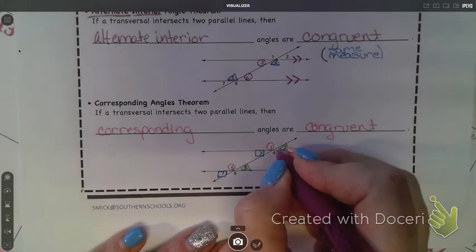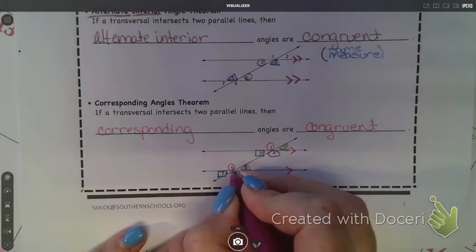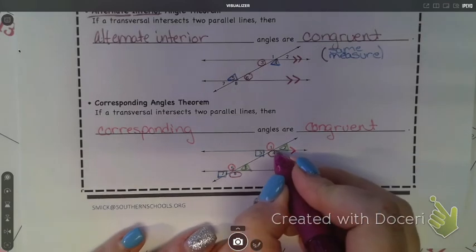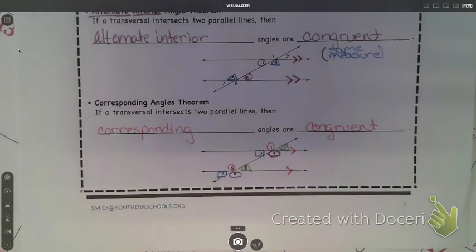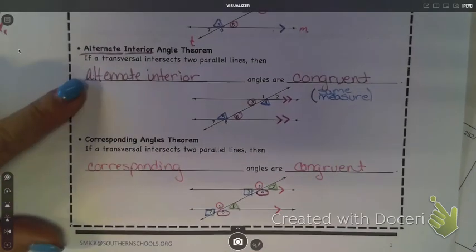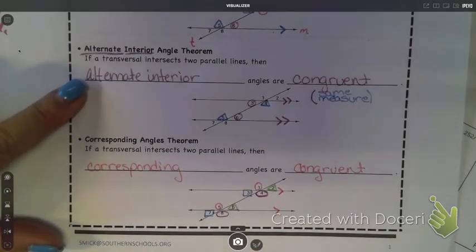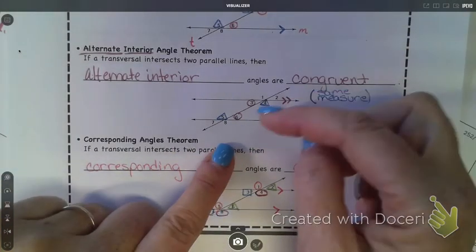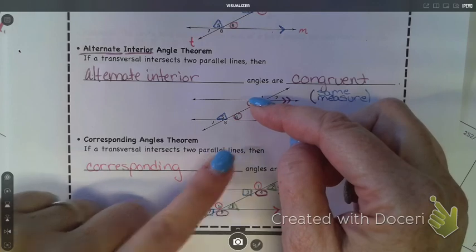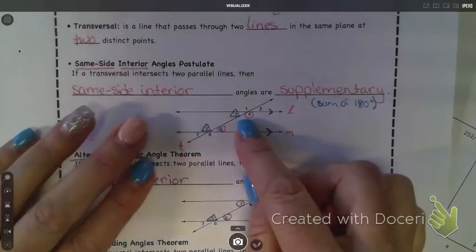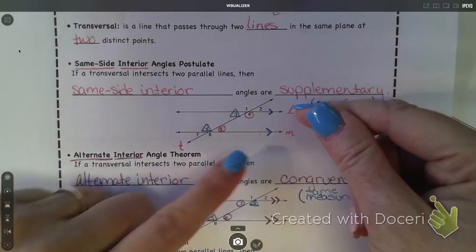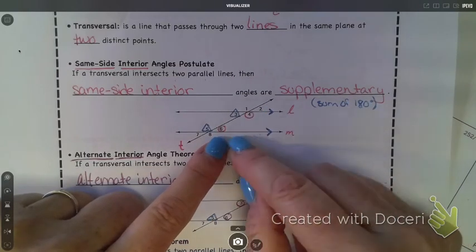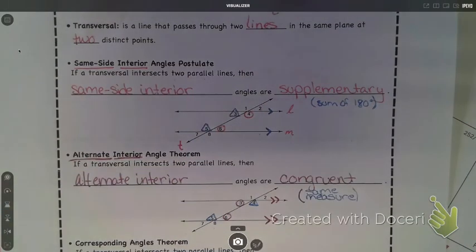Okay, so I got ovals this time. So corresponding means they're in the same place. Alternate interior means they're what? Congruent. They're congruent, but they're on the inside of the parallel lines, opposite, on alternate sides, right? Same side interior means inside the parallel lines, but on the same side. So that's a good start on our notes.